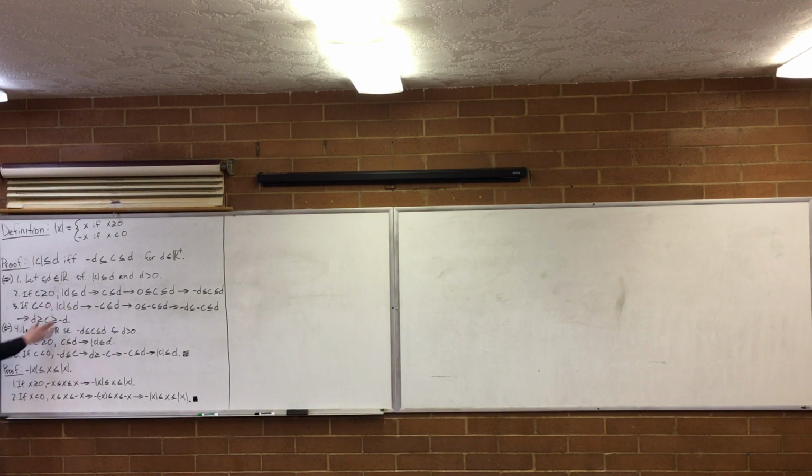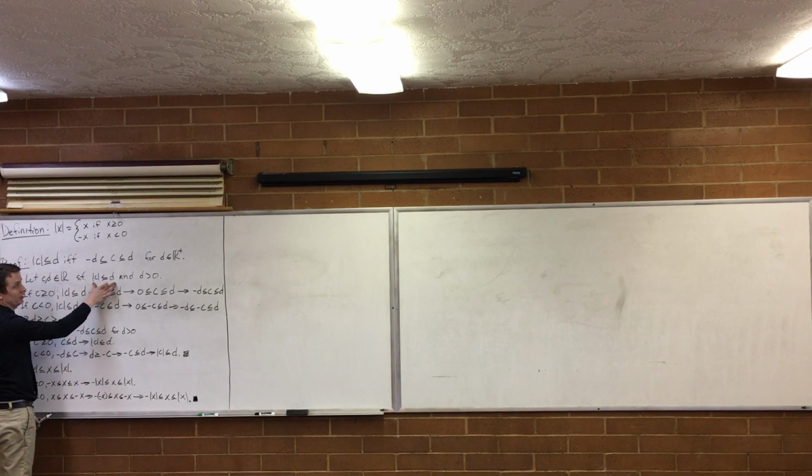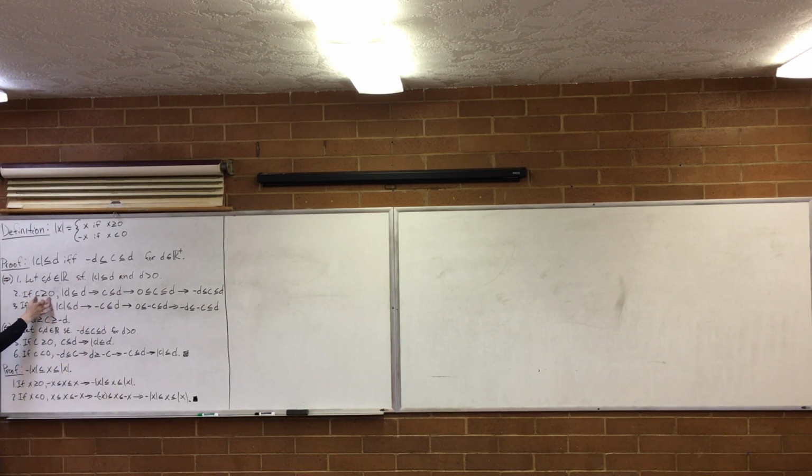So I've got absolute value of C is less than or equal to D. I need to show this being true means this is true. And I need to handle two cases. I need to handle if C is greater than or equal to 0 and show it's true. And I need to handle if C is less than 0 and show it's true. You understand the two cases? Alright, so let's handle the first case.